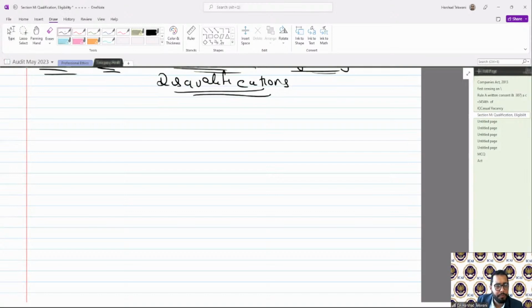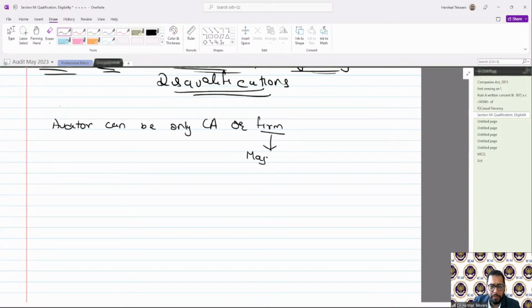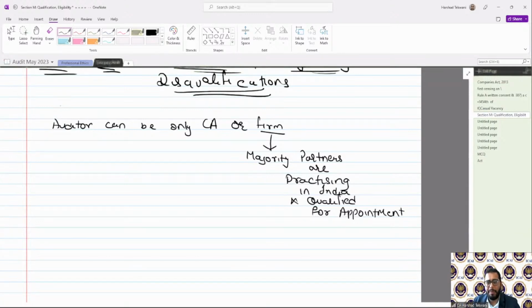So an auditor can be only a chartered accountant or a firm where the majority of the partners are practicing in India. So for the firm, it should be that the majority of partners are practicing in India and qualified for appointment. Then only the firm will become eligible for appointment.